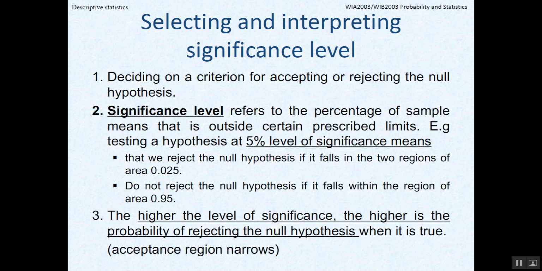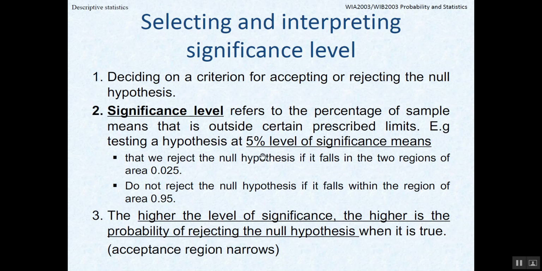Example, testing a hypothesis at 5% level of significance means that we reject the null hypothesis if it falls in the two regions of area 0.025, and we do not reject the null hypothesis if it falls within the region of area 0.95. So you are saying here that if you set your significance level at 5%, and your p-value is less than 0.025 in this case, then you can reject the null hypothesis.